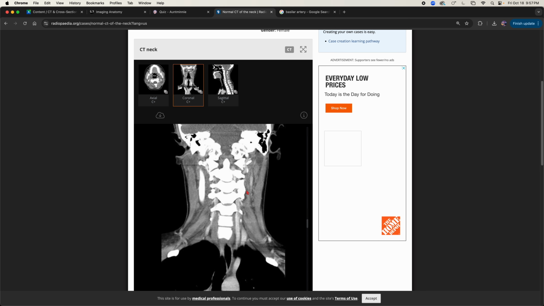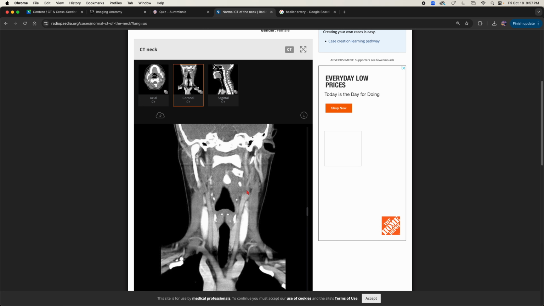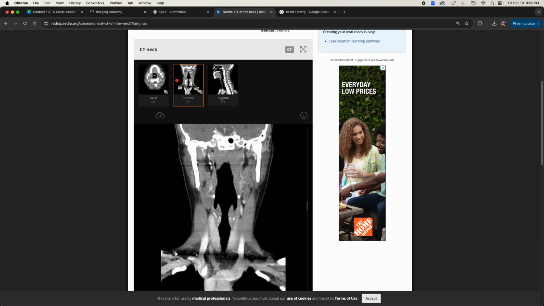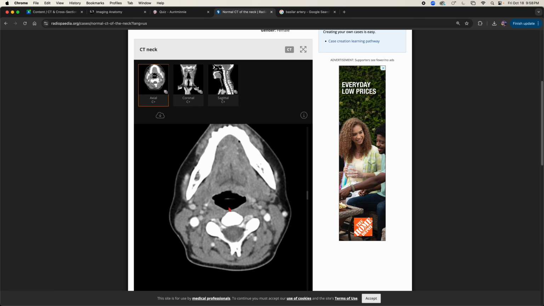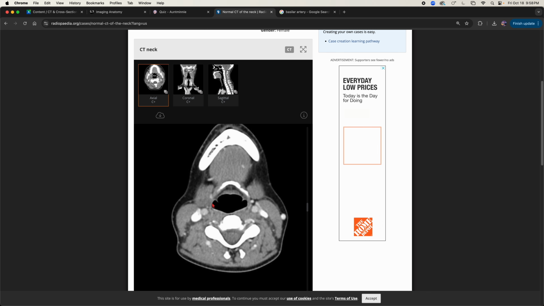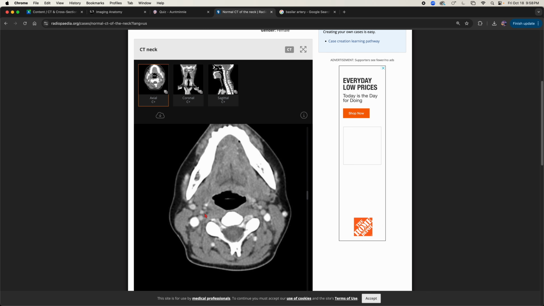And in the coronal image, you can see all the vessels. These are the jugular veins that are on the outside. These are the carotids on the inside, the common carotids here. And then that bifurcates right at the angle of the mandible. We call that the gonion. So you can see the common carotid here. If you follow that, it splits right about at the angle of the mandible, right there.